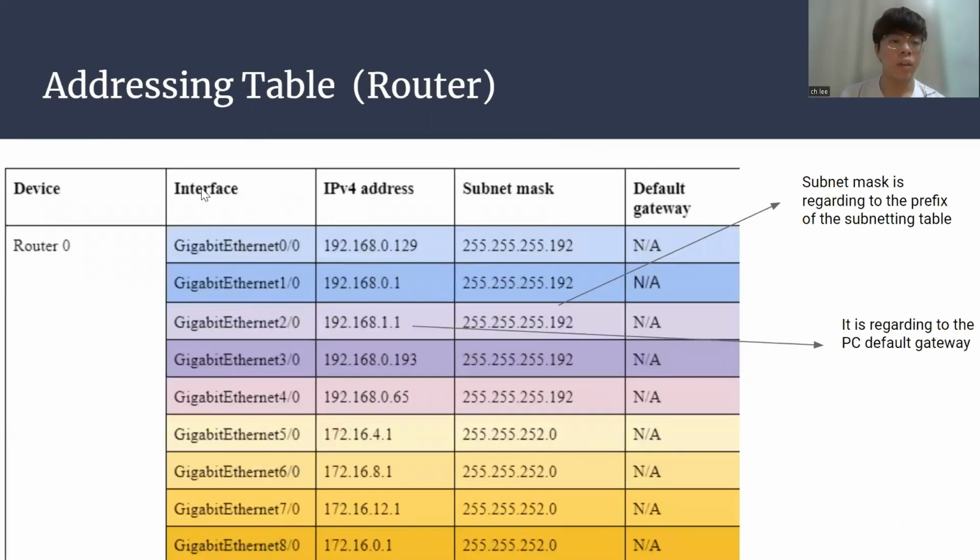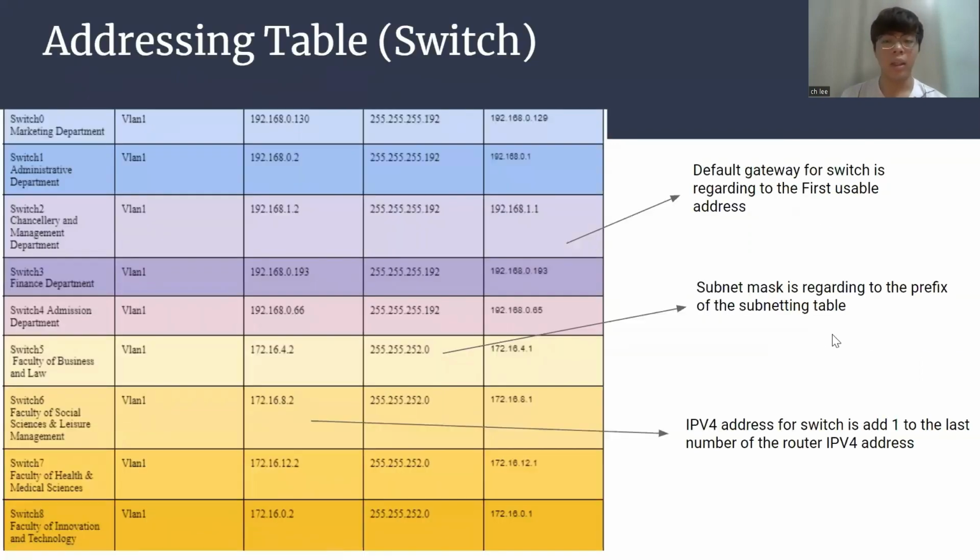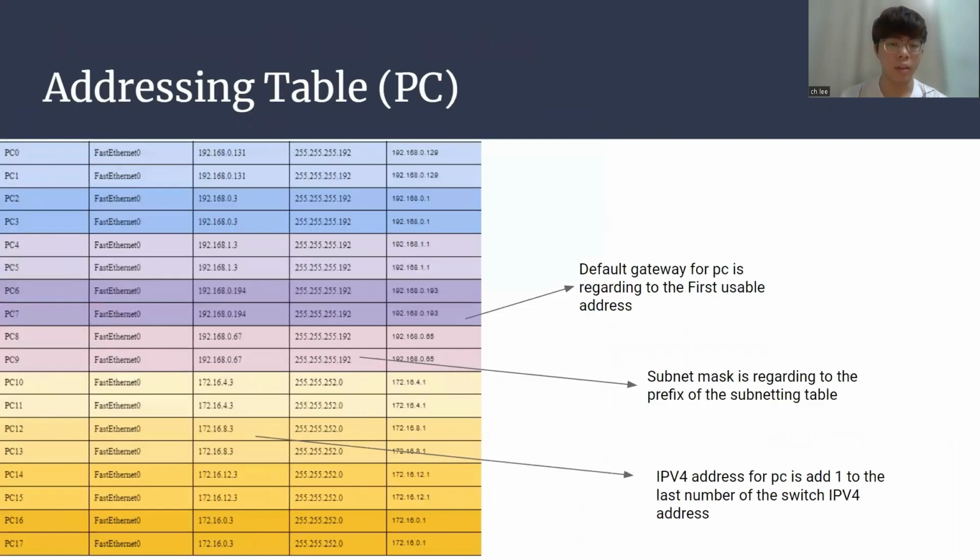Next, the addressing table of the router. To get the subnet mask, refer to the prefix in the subnetting table. The IP address is based on the PC default gateway. The default gateway of the switch is based on the first user address, and the subnet mask is based on the prefix in the subnetting table. To get the IP address for the switch, add 1 to the last number of the router's IP address.